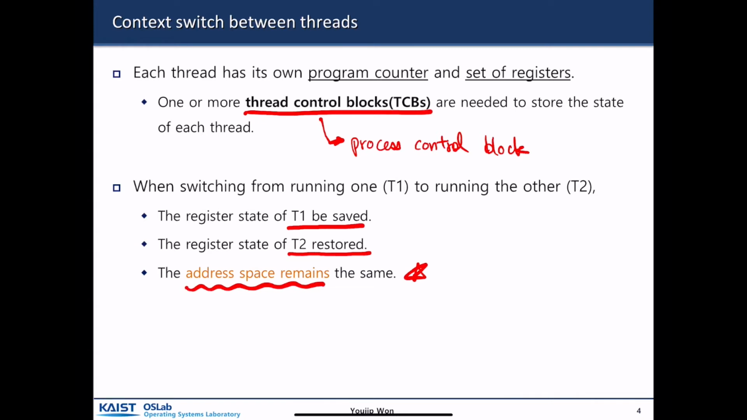So the page table base register, or CR3 register, does not change. This is a very important part of the thread. When we switch from one process to another, we have to save and restore the registers, and also we have to change the page table. However, when you switch threads, we do not have to change the address space, and we do not have to change the page table. We can keep using the same address space. That is a very important part of the concept of threads.